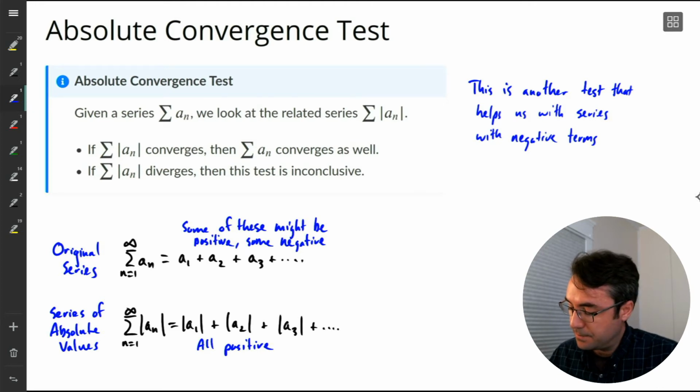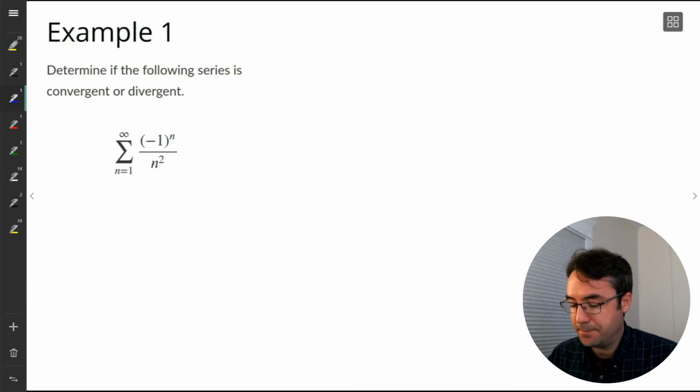Let's look at example 1. We're going to determine if this series is convergent or divergent. So this is the series sigma n equals 1 to infinity of negative 1 raised to the power n over n squared. And we see this negative 1 raised to the power n. So we could, and we probably did, use the alternating series test to show that this is convergent. So that is one perfectly acceptable way to do this.